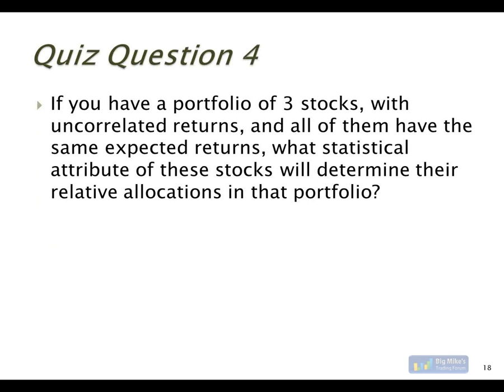All right, I don't see any other questions, so do you have another quiz question for us? Yes. Question 4. If you have a portfolio of 3 stocks with uncorrelated returns, and all of them have the same expected returns, what are the statistical attributes of these stocks that will determine their relative allocations? Remember, they are uncorrelated, and they have the same expected returns. What other attribute will determine their relative allocation? Andres says standard deviation. That is correct.